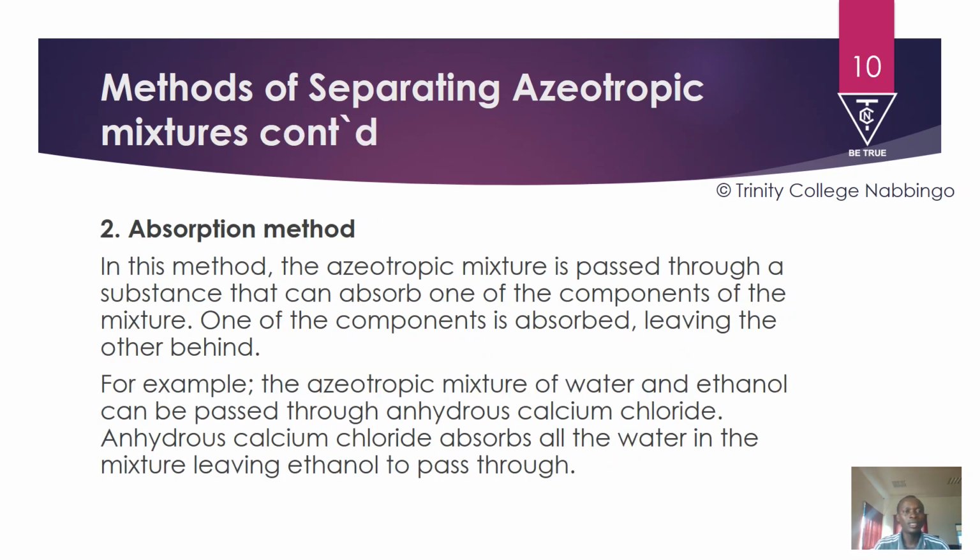The next method we can use is the absorption method. In this method, like the word goes, we absorb one of the components of the azeotropic mixture. For example, the azeotropic mixture of water and ethanol can be passed through anhydrous calcium chloride. You know from senior one that anhydrous calcium chloride can absorb water. So we can pass this azeotropic mixture through anhydrous calcium chloride. Anhydrous calcium chloride will be absorbing water, and then ethanol goes through. So anhydrous calcium chloride absorbs all the water in the mixture, leaving ethanol to pass through.